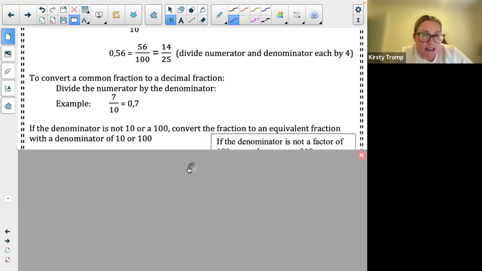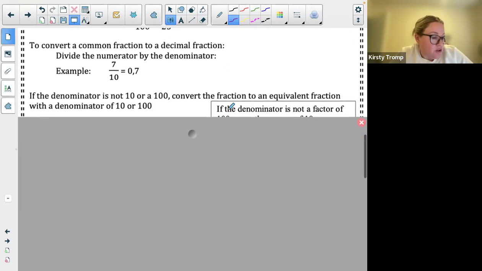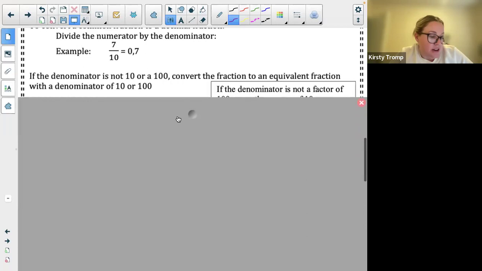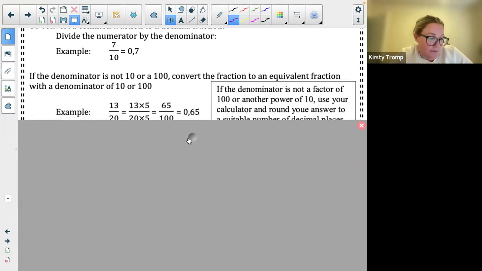If the denominator is not a 10 or 100, then we convert the fraction to an equivalent fraction with a denominator of 10 or 100. So that's what we've learned about. That's what we've been doing this whole time.